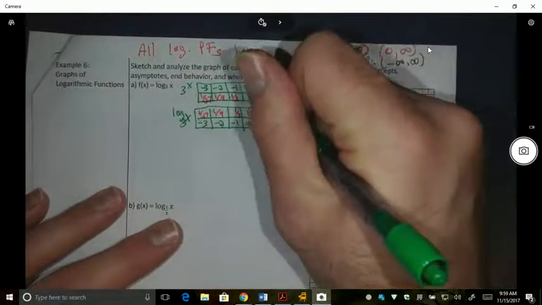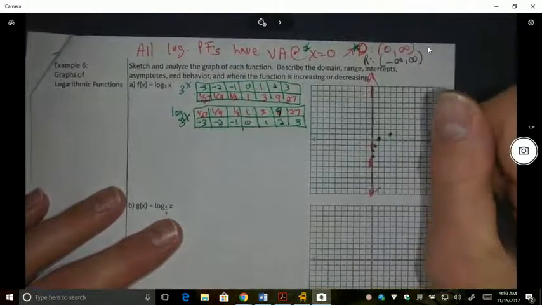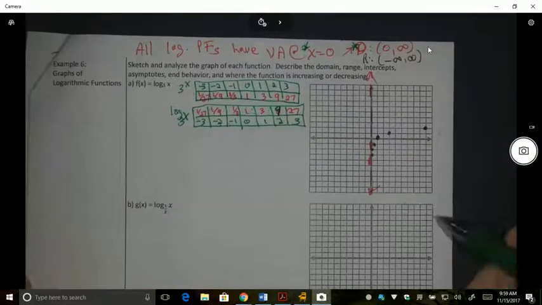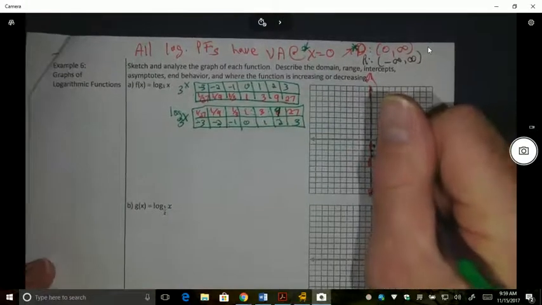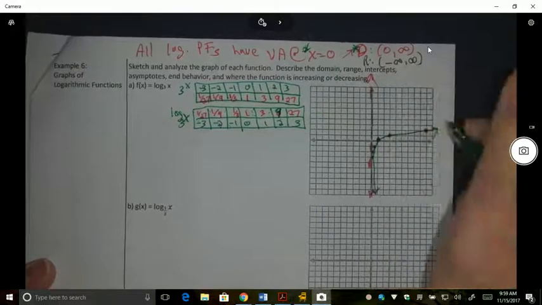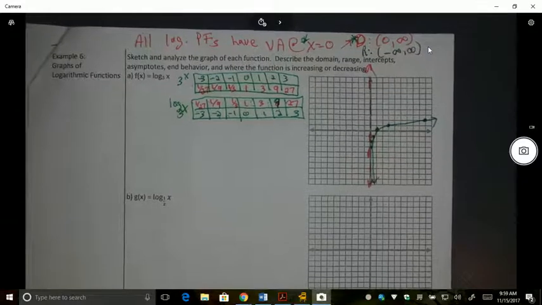Wait, what is this? I can't read it. It's a 9. That was supposed to be a 9. At 9, I plot a height of 2. And I can't fit 27 again unless I rescale the axis or rescale this graph. So there's our function, log base 3 of x, without any transformations done to it. That's the parent function. So I can get that without a calculator if I needed to.